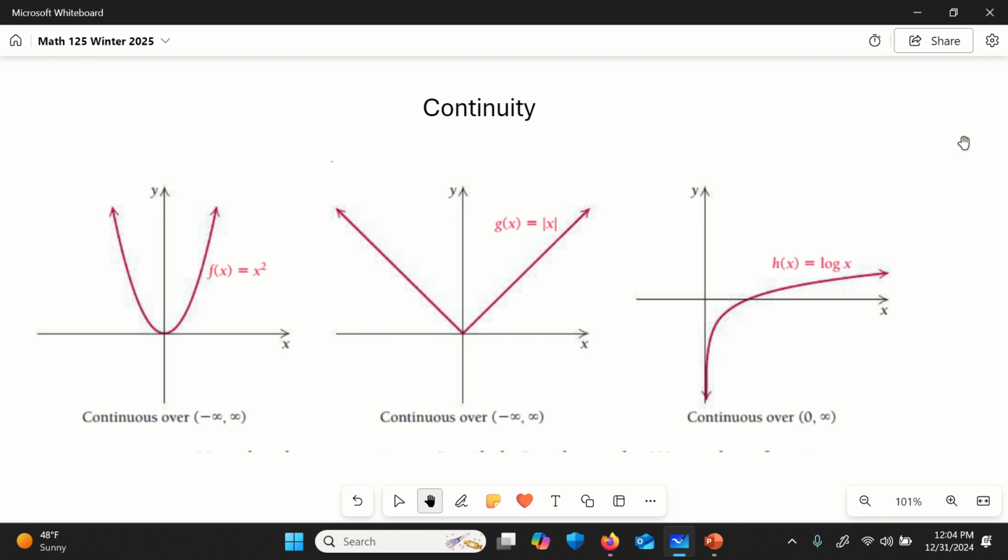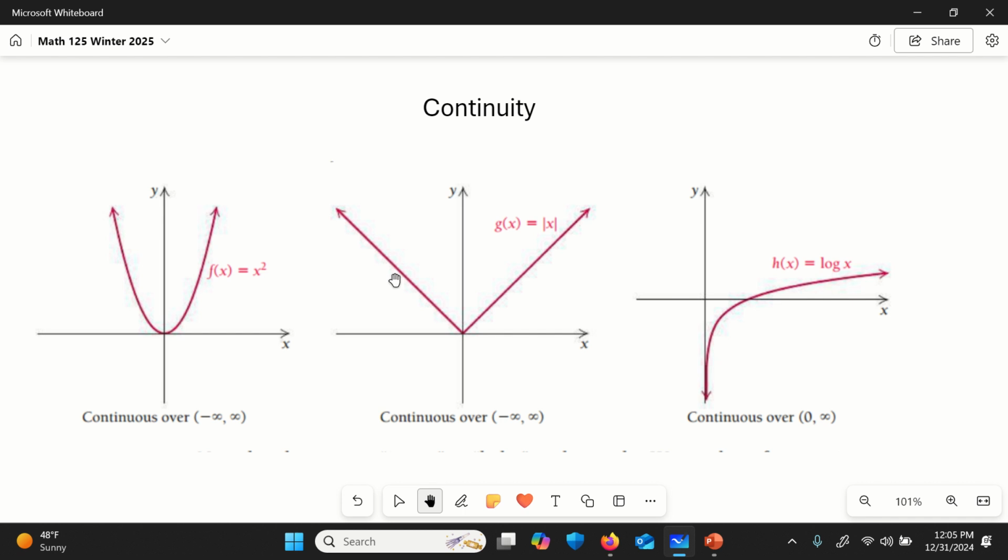So we have on the left f of x equals x squared, our parent parabola, and that function is continuous over its entire domain, so all real numbers from negative infinity to infinity. The intuitive definition of continuity is that if you were to trace this curve, you would not have to pick up your pencil. You don't have to lift your pen from the paper.